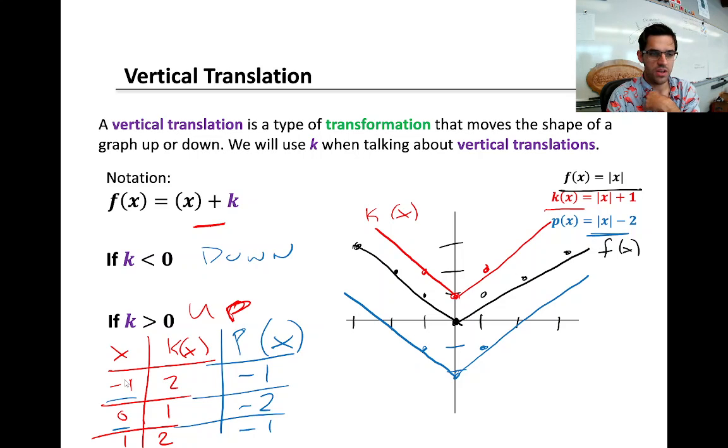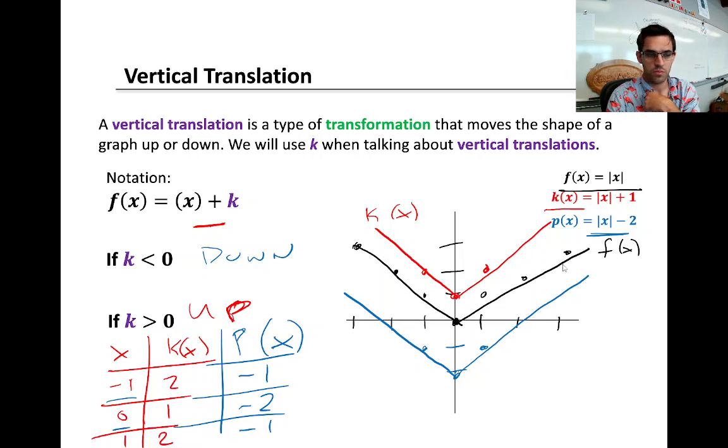So if I use negative 1 as an input for p of x, it's going to spit out an output of negative 1. Because the absolute value of negative 1 is positive 1, and positive 1 minus 2 is negative 1. If you use 0 as an input for p of x, p of 0 is going to result in negative 2. And then we throw in 1 as an input for p.